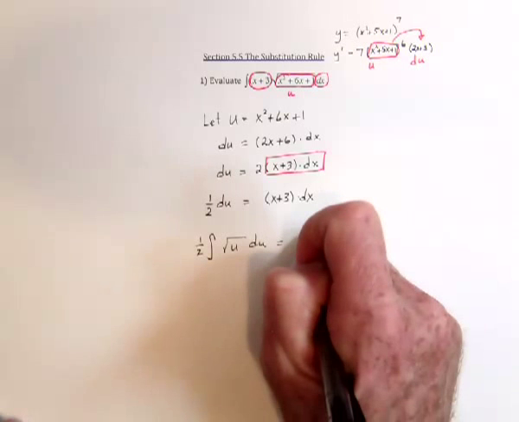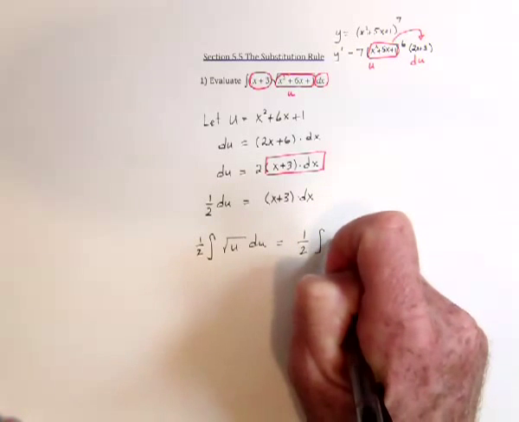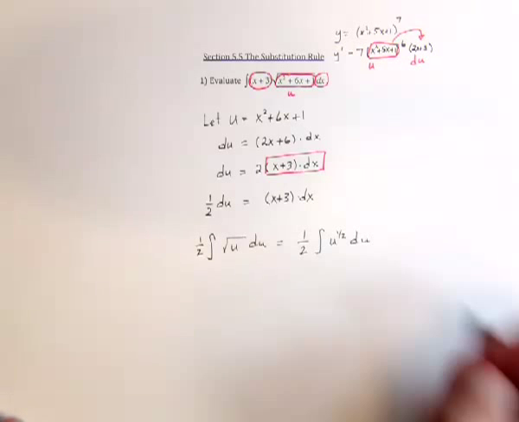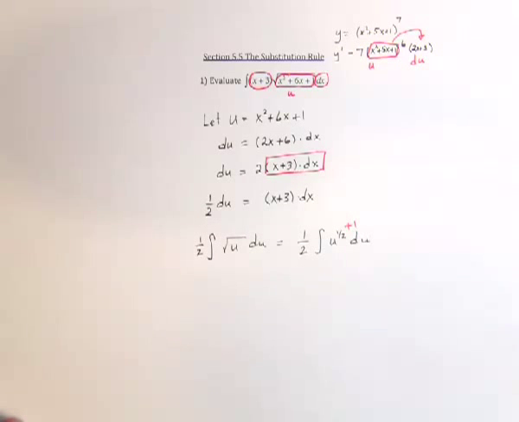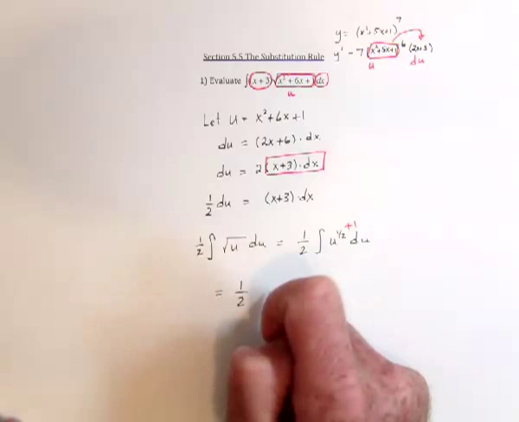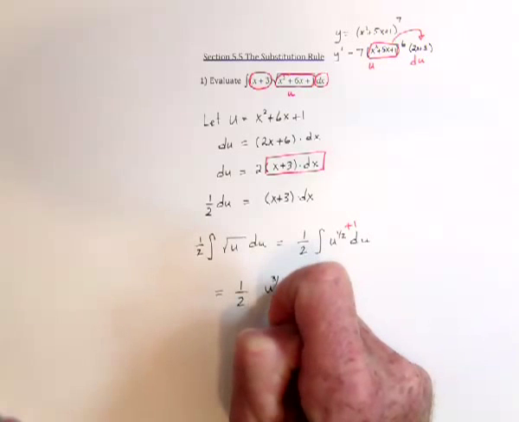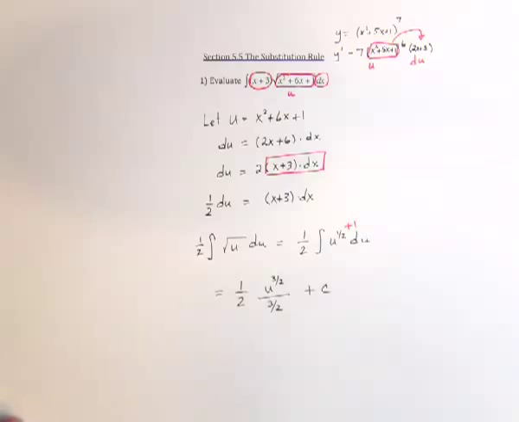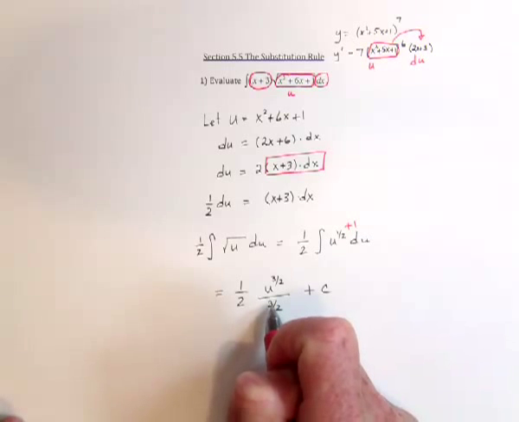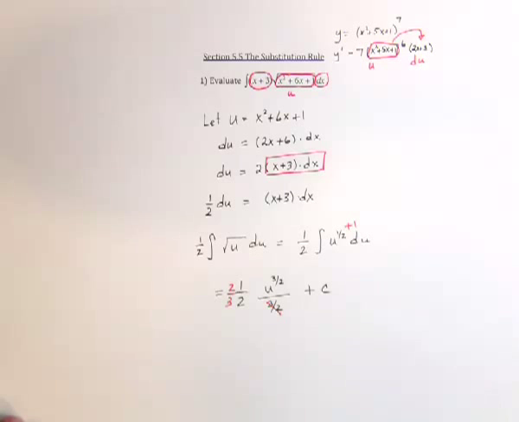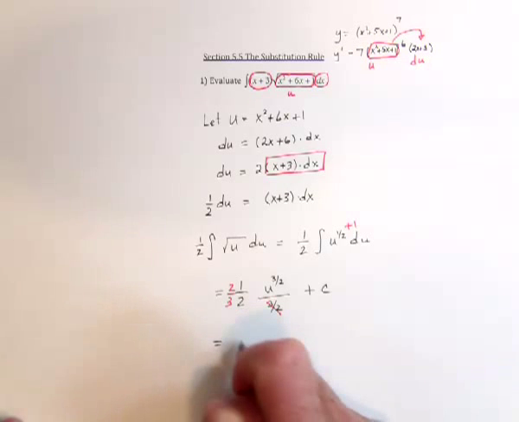And then to integrate this, I would rewrite the square root as the 1/2 power. And then for integration, you add 1 to the exponent and then divide by that number. So we're going to have a 1/2 already, and then u to the 3/2, and then divide by 3/2, and then plus a constant. So we need to invert and multiply, so instead of dividing by 3/2, you can multiply by 2/3. So the 2's are going to cancel, it's just going to leave 1/3.